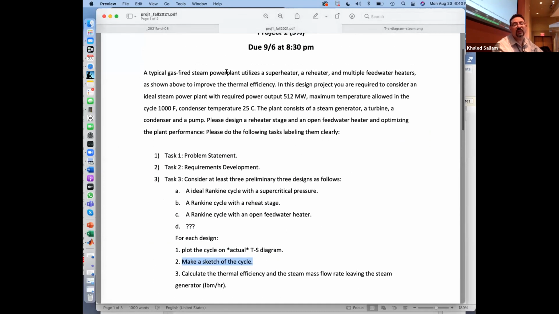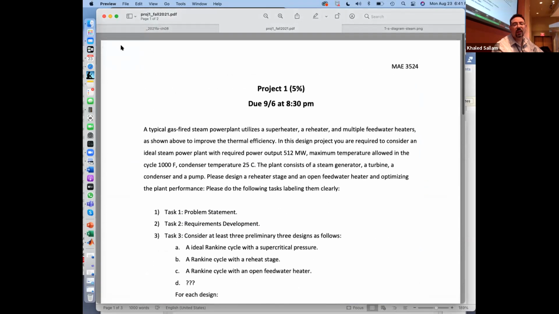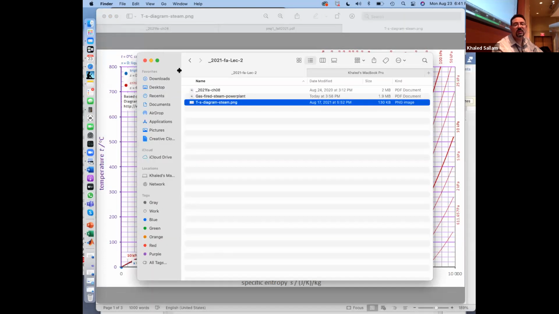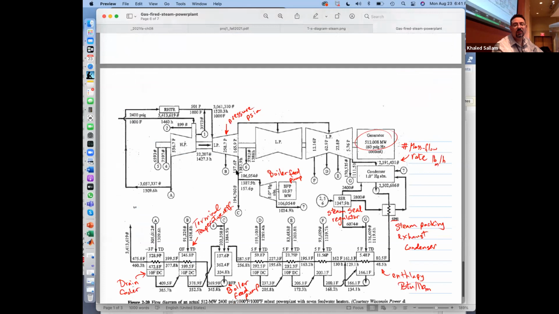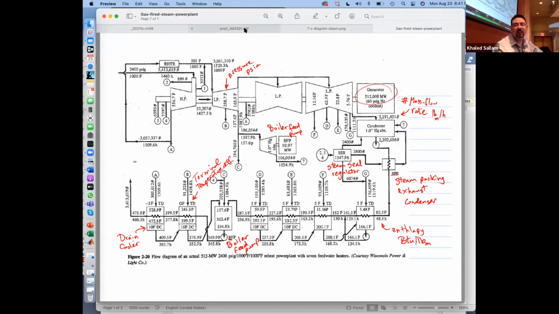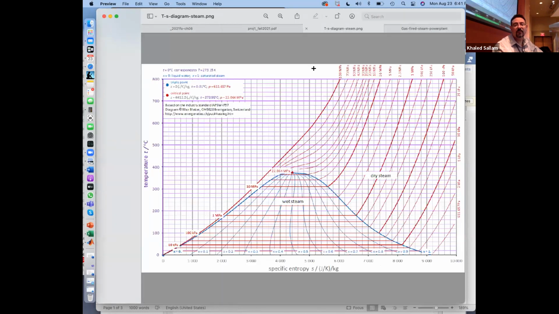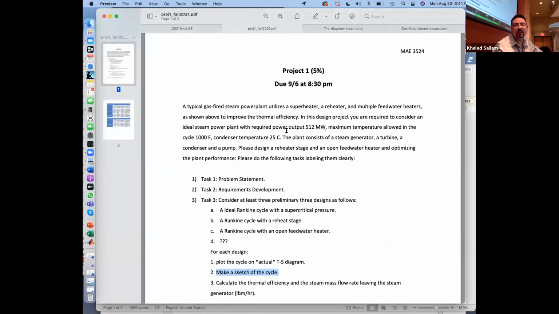A typical gas-fired steam power plant utilizes a superheater, reheater, and multiple feed water heaters, as shown. I didn't show it. I guess what I wanted to show was this. I actually had this figure in the project, but I just didn't want you to get confused and think that those are the numbers that you're going to use.